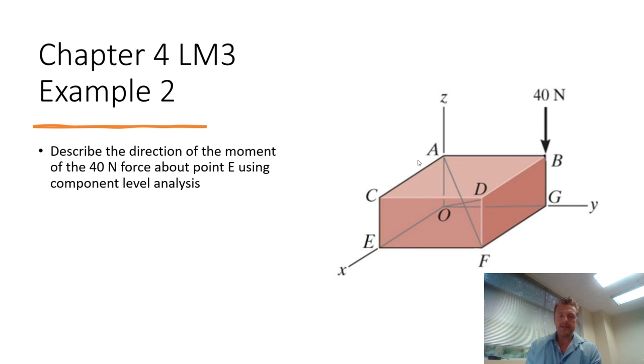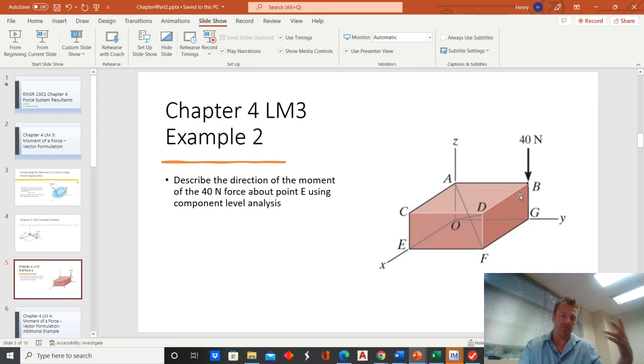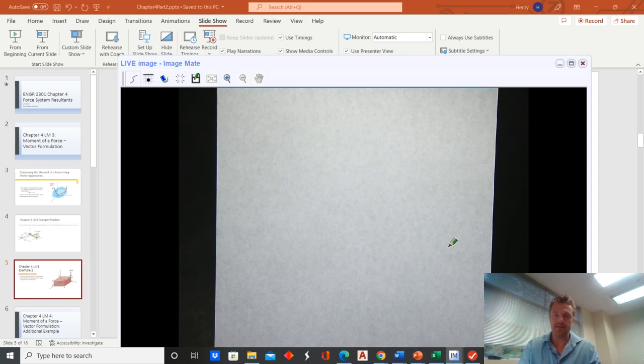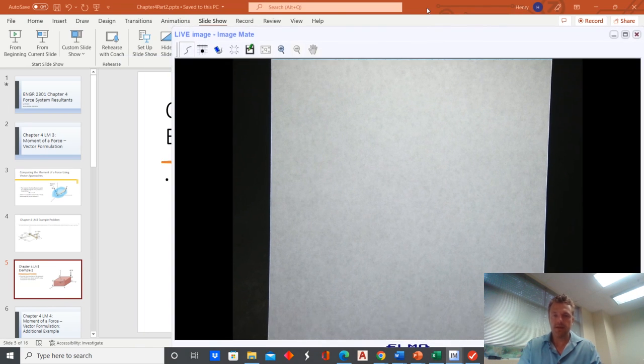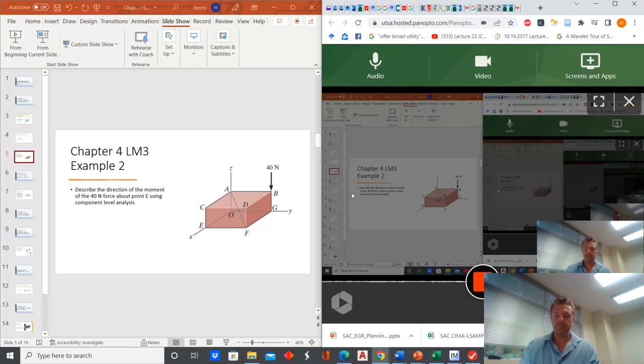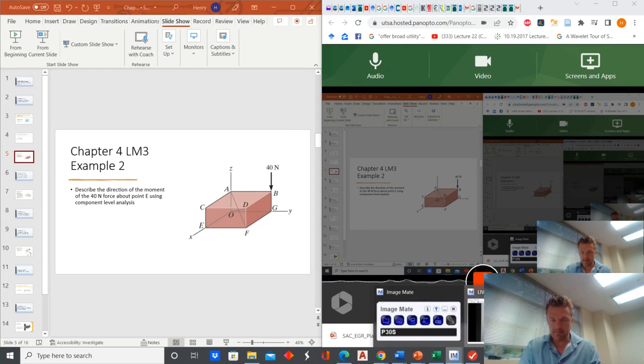The reason that we're asked to determine the direction of the moment and not the moment itself is obviously we don't have specific values for the dimensions of this box in order to compute exact values. So we can compute them as a function of those distances, but we don't know those distances. So I'm going to go to a bit of a split screen here in order to get the problem set up.